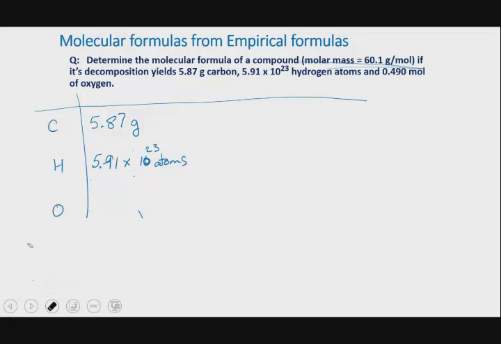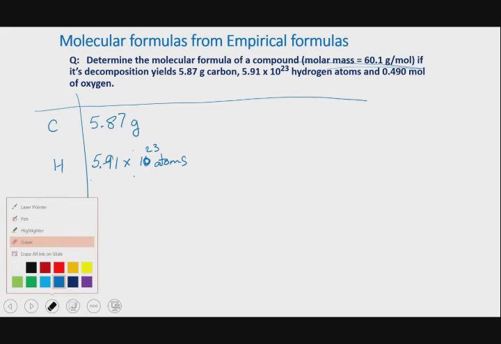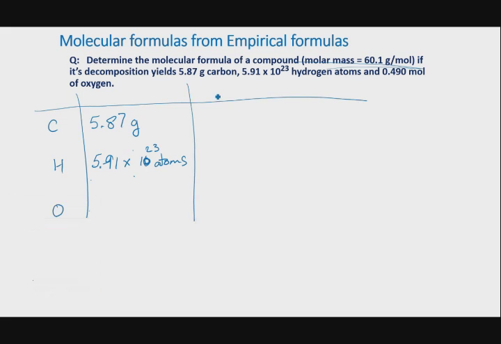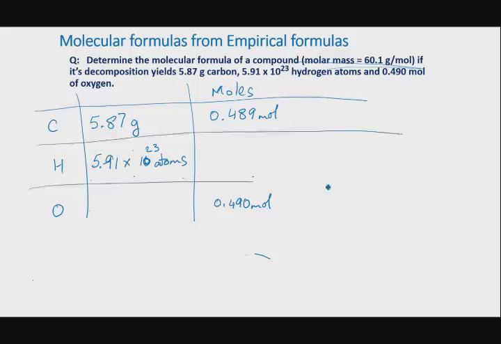Oxygen, of course, we are not given grams or particles. Instead, we are given moles. We are given that there are 0.490 moles of oxygen. Now remember from before, empirical formula needs moles of all the elements, so we can convert 5.87 grams of carbon into moles of carbon using molar mass of carbon, which gives us in 3 significant figures 4.89 moles of carbon.